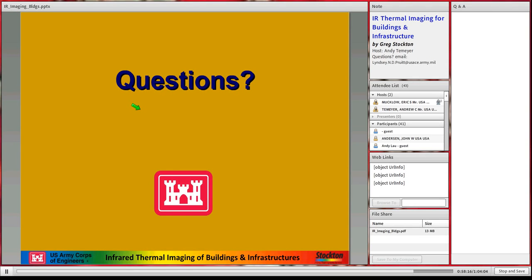He'll have to answer that one for us. Somebody says, this is a question for myself, is IR testing of the building envelope going to be a requirement? He's coming back now.